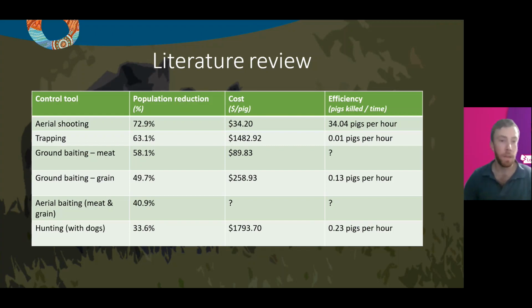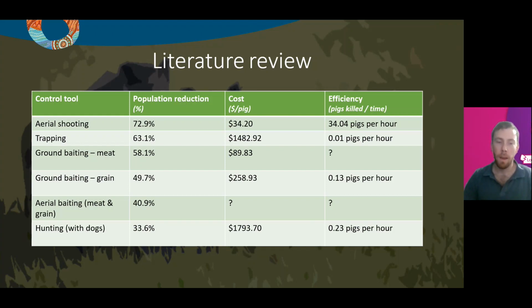Now, the cost per pig was taken out of the papers if the paper reported on the cost per pig. And we put that through an inflation calculator to bring it into today's money. For the efficiency of pigs killed per time, most of the time that was pigs per hour. In the case of trapping, that was pigs per trap night. And we just assumed a 24-hour trap night, and then divided by 24 to get to pigs per hour.